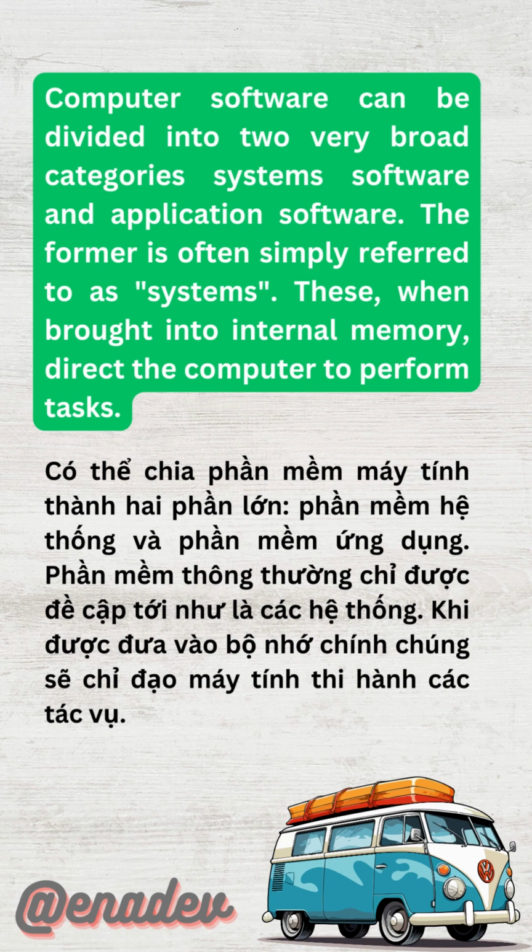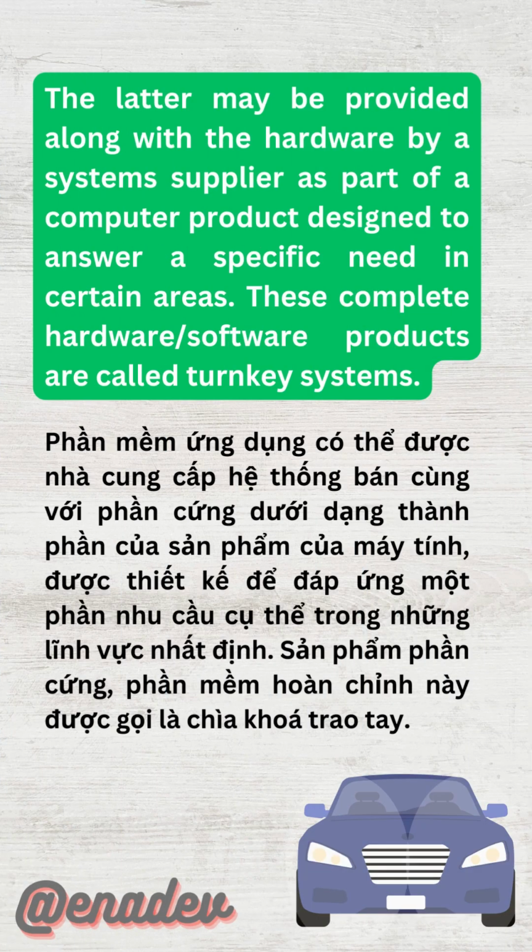Computer software can be divided into two very broad categories: systems software and application software. The former is often simply referred to as systems. These, when brought into internal memory, direct the computer to perform tasks. The latter may be provided along with the hardware by a systems supplier as part of a computer product designed to answer a specific need in certain areas. These complete hardware-software products are called turnkey systems.